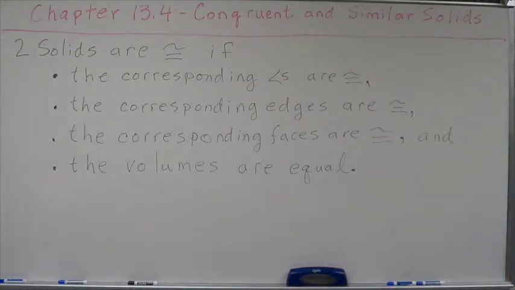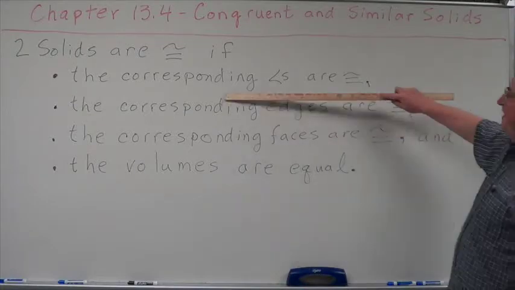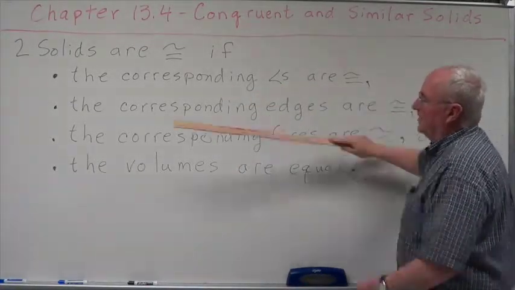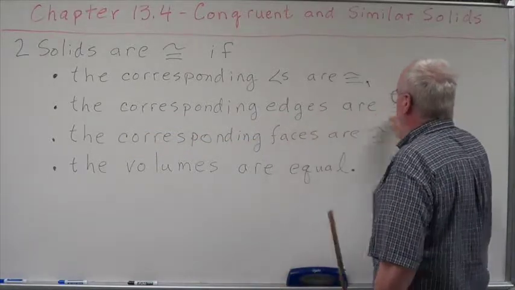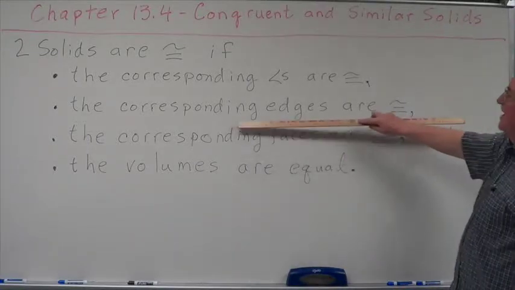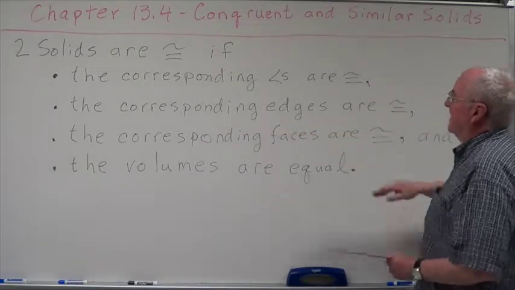Congruent means same shape, same size. What determines shape? The angles. What determines size? The length of the measurements. So therefore, in order to be the same shape, the angles have to be congruent. The corresponding edges are congruent. Well, now we're getting into the size, aren't we? In order for them to be congruent, their size has to be the same. Therefore, their lengths of everything have to be the same.